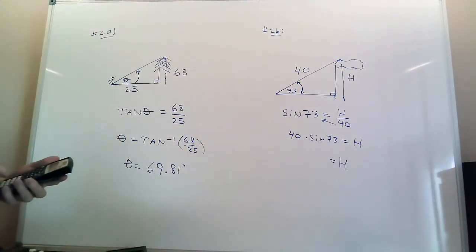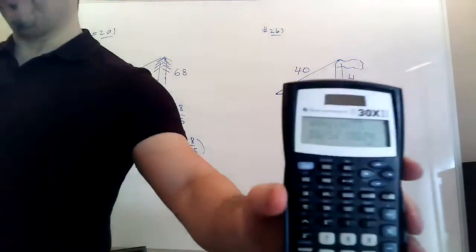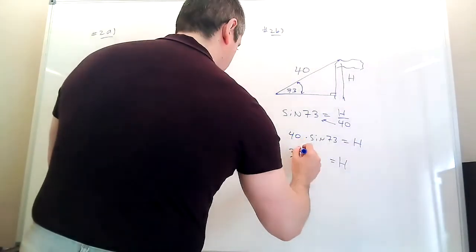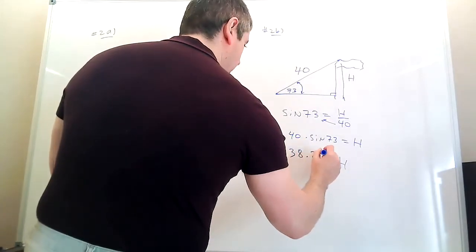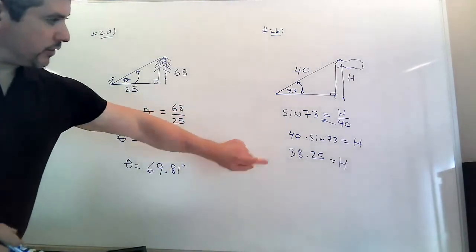So on my calculator, I'm going to do 40 times sine 73. I got 38.25. Same thing. Real simple. It's a couple button presses. 38.25.